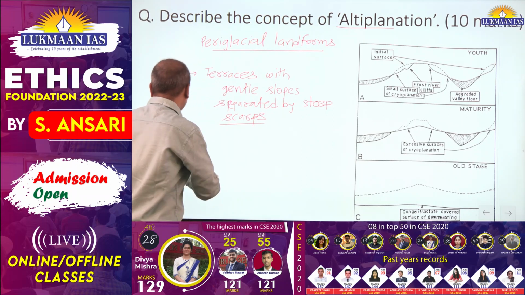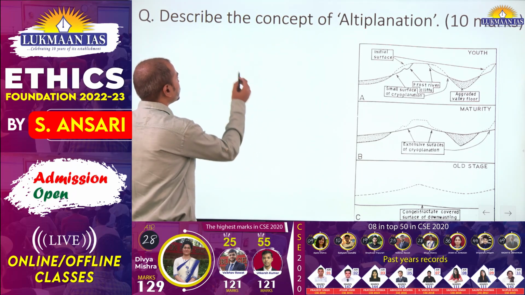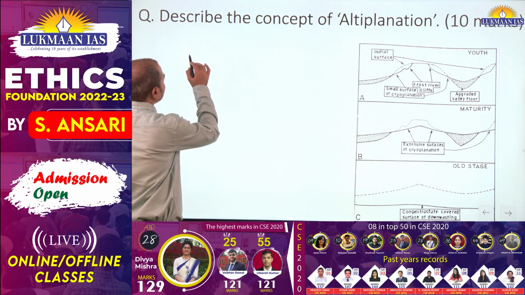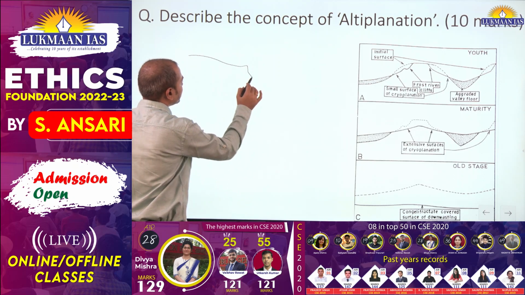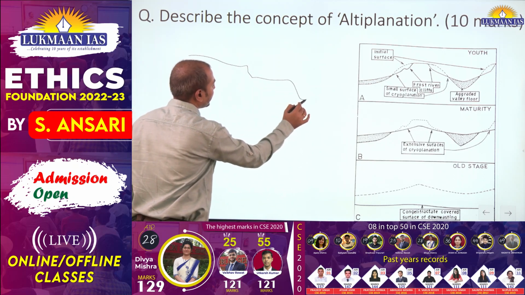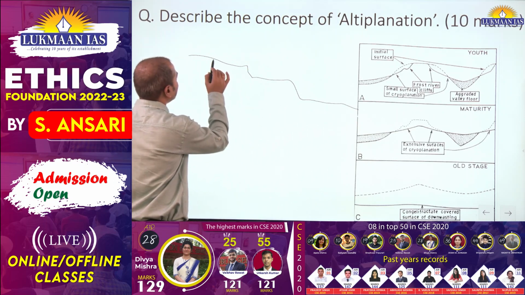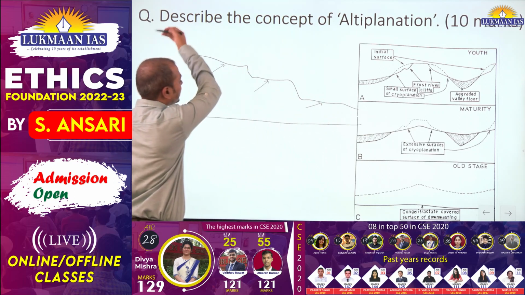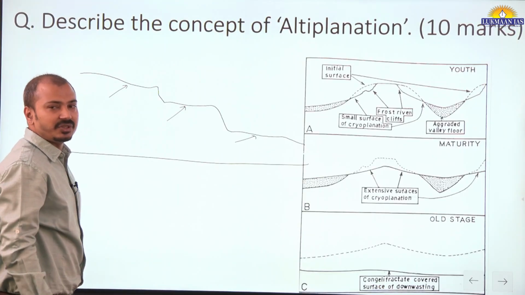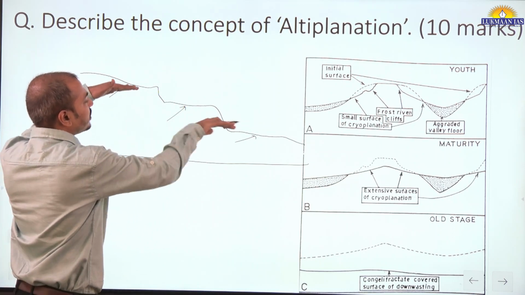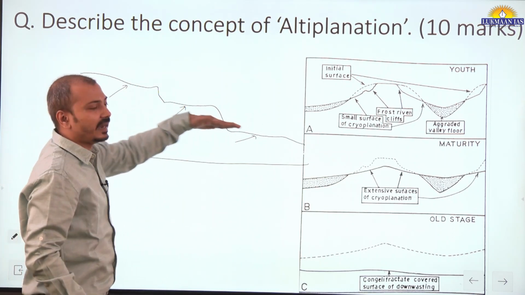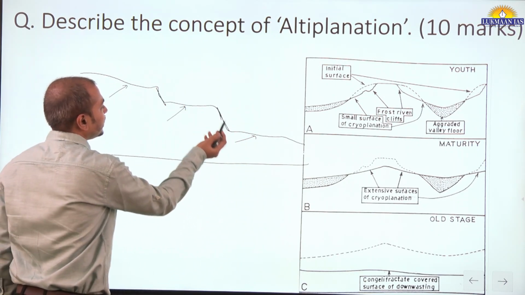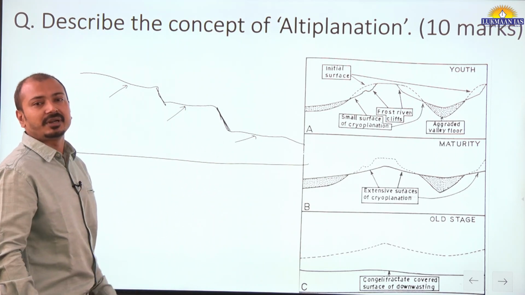Altiplanation. So how does it look? Everyone should draw the diagram also in your answer. See here, you can see that these are nothing but the terraces being formed, in a high altitude region, the mountainous region, which is now converted into terrace-like landforms separated by these steeply sloping scarps. You can see here. This is nothing but altiplanation.